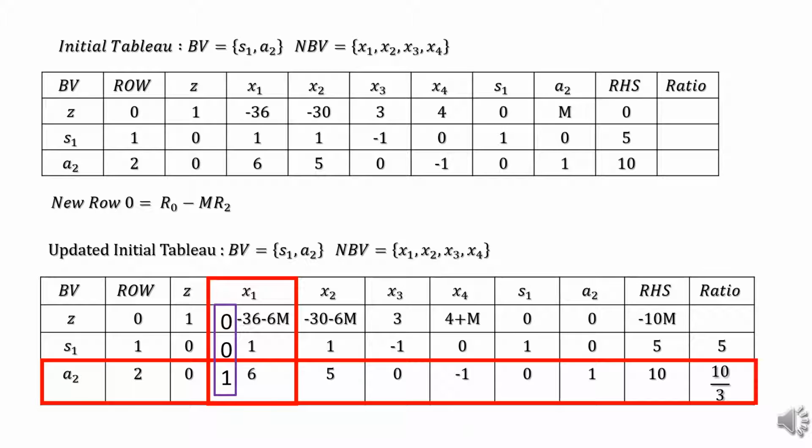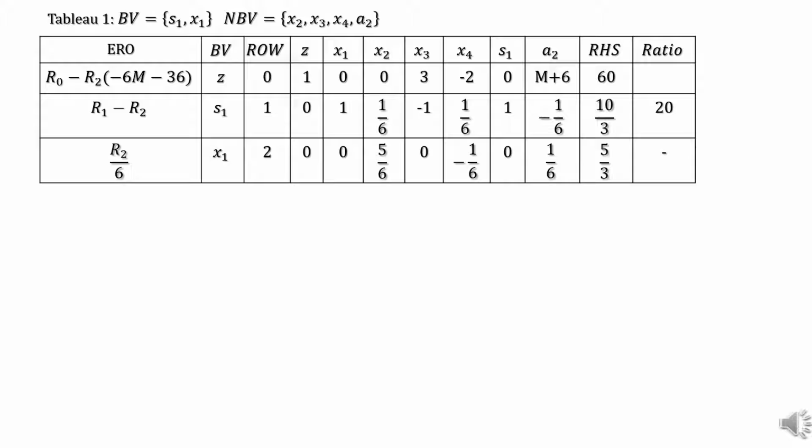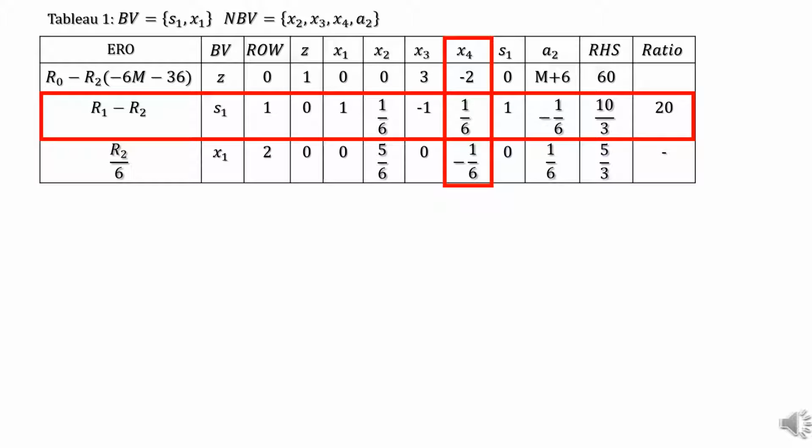Now, we need to find the arrow on how to make number 6 in row A2 column x1 equal to 1, number 36 6M in row Z column x1 equal to 0 and number 1 in row S1 column x1 equal to 0. So, we will get the arrow and Tableau 1 like this. For Tableau 1, x4 will be the entering variable as it is the most negative coefficient in row 0. S1 will be the leaving variable, as it has the smallest non-negative ratio.